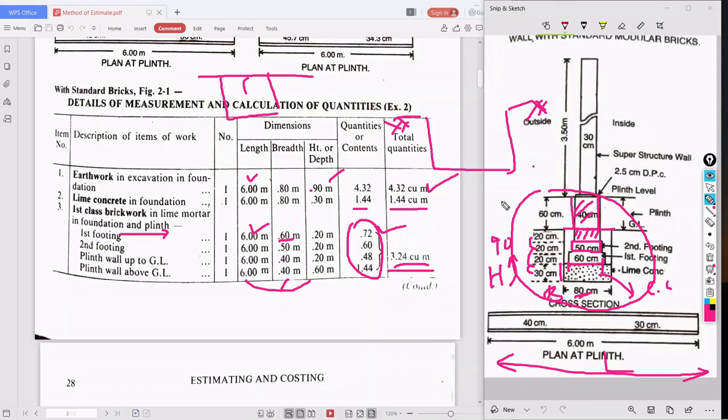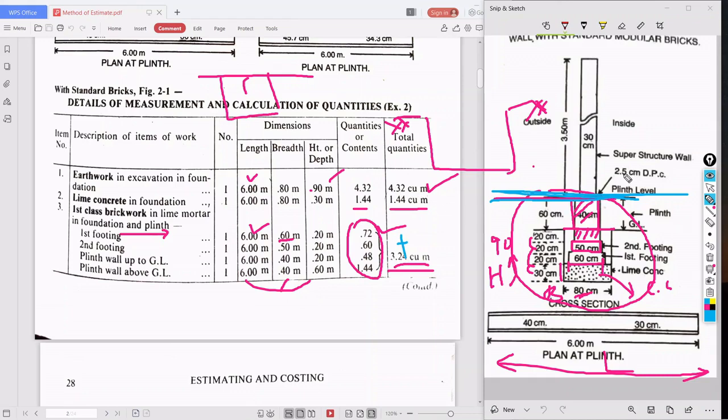Okay, so now our work is over till here. Till here we have estimated 3.24 plus 1.44 plus 4.32 meter cube. So this much quantity is required up to this point.